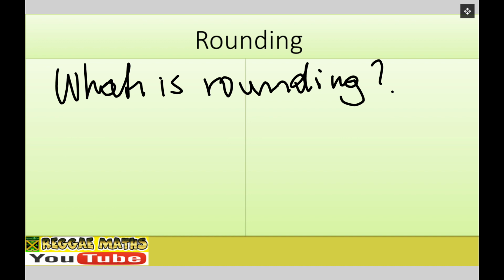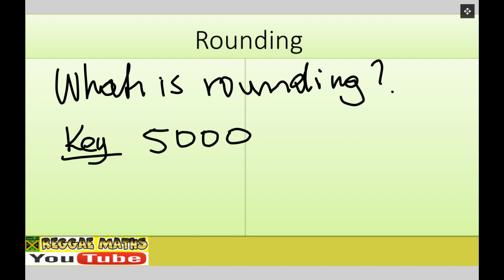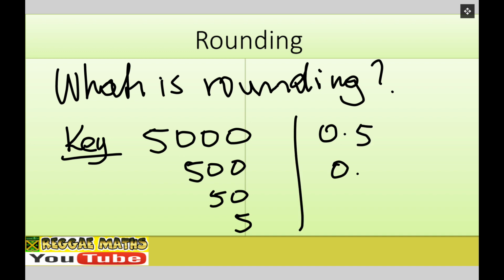Okay, so the key thing we're going to focus on here. Let's just start looking at the same thing. So the key number, a key number here, very important. Let's just look at this: 5,555, 0.5, 0.05, 0.005.